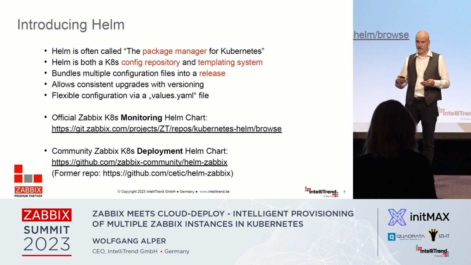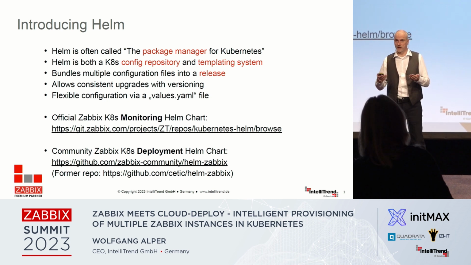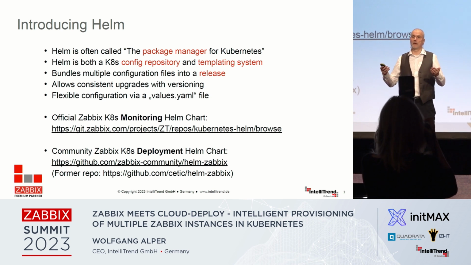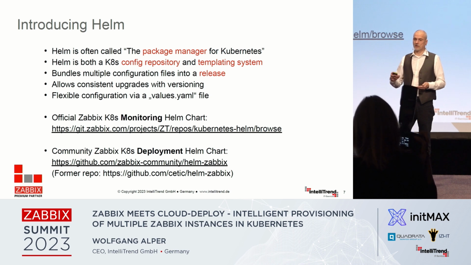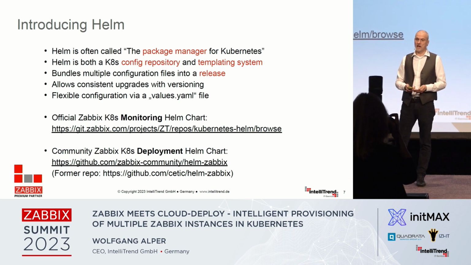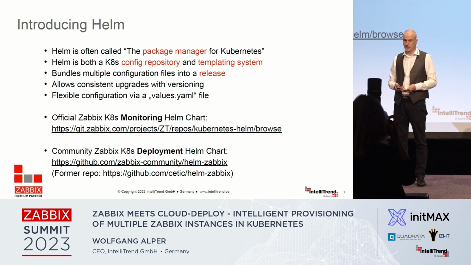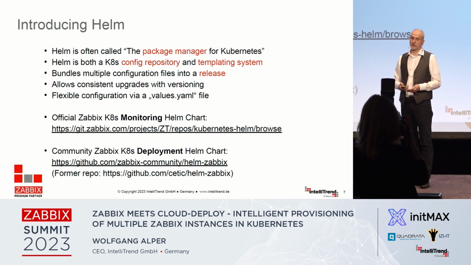And what you can do then is, if you have complex applications, like for example with Zabbix, we would require a database, a front-end server, and the Zabbix server, of course, itself. Then you can bundle these configurations, what is then called a Helm release. And this gives us consistent upgrades and versioning.